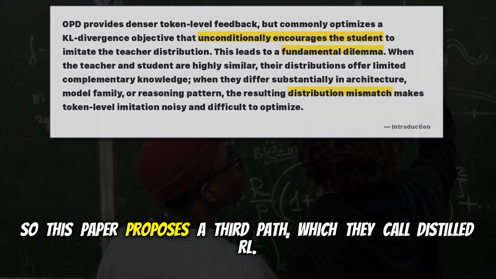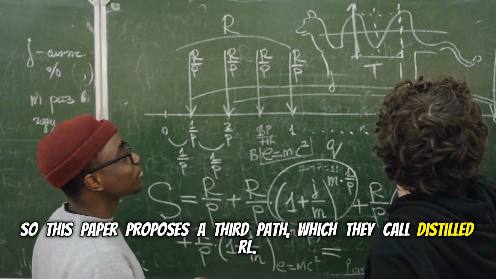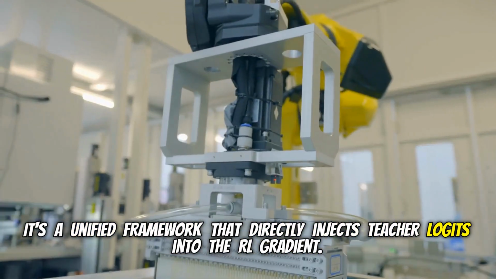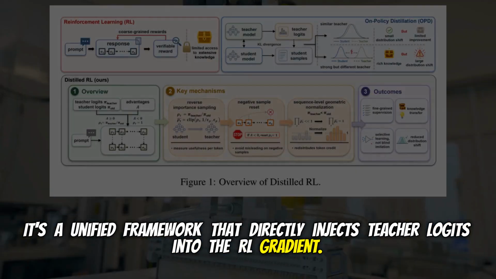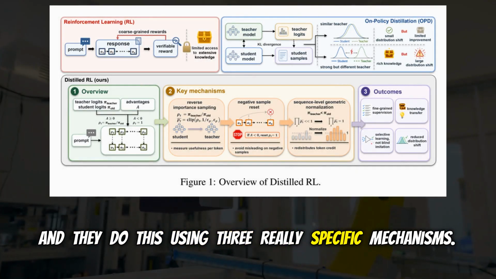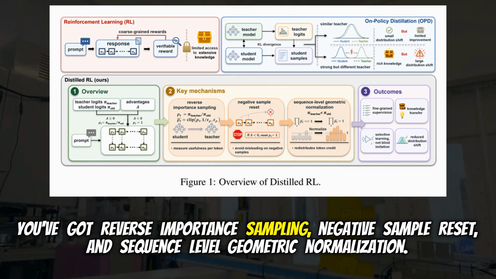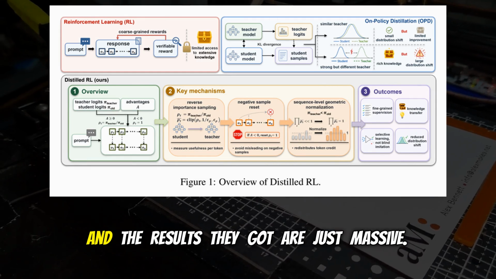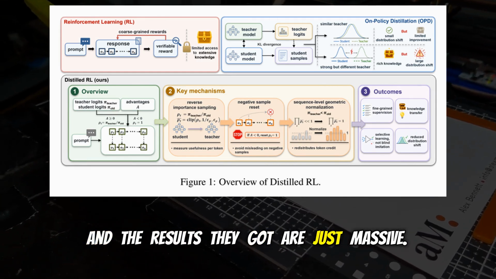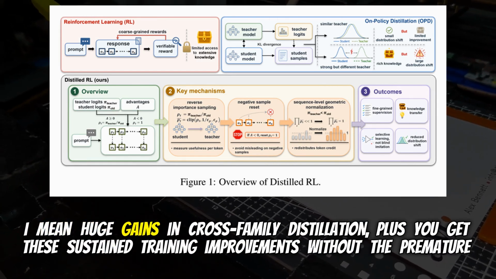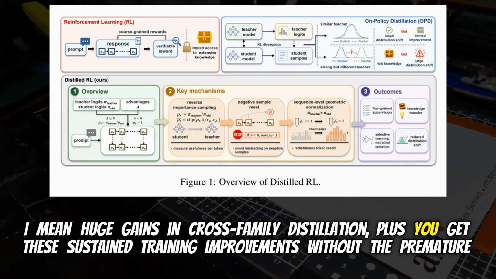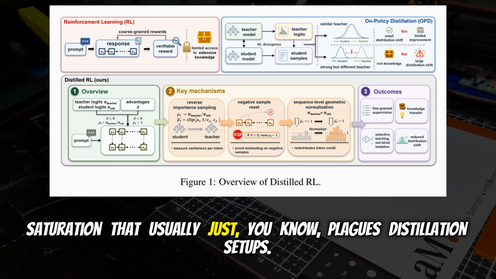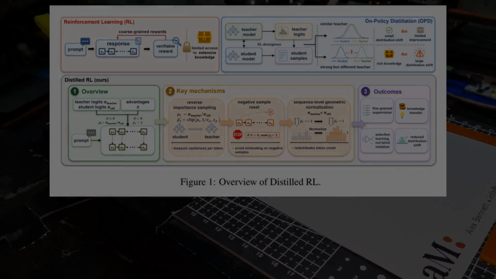So this paper proposes a third path, which they call Distilled RL. It's a unified framework that directly injects teacher logits into the RL gradient. And they do this using three really specific mechanisms. You've got reverse importance sampling, negative sample reset, and sequence-level geometric normalization. And the results they got are just massive. Huge gains in cross-family distillation, plus you get these sustained training improvements without the premature saturation that usually plagues distillation setups. It's a huge deal.